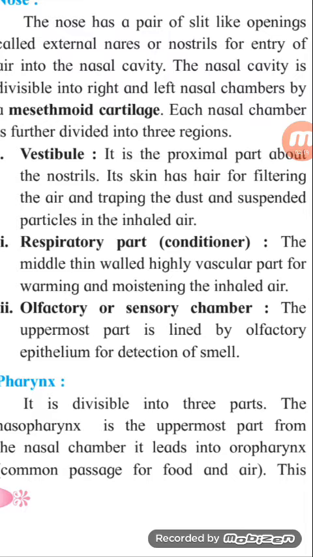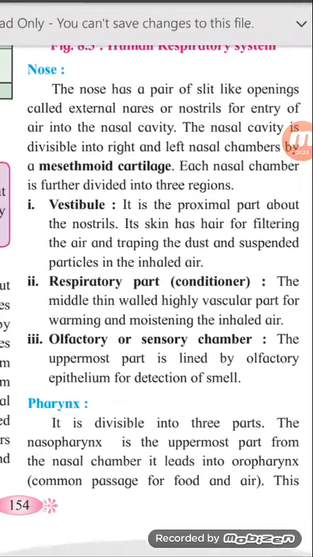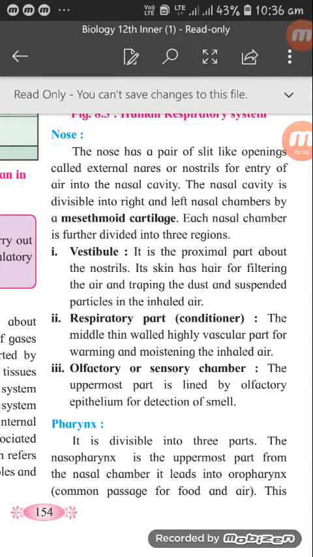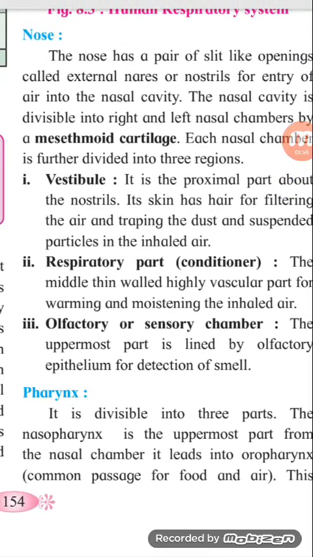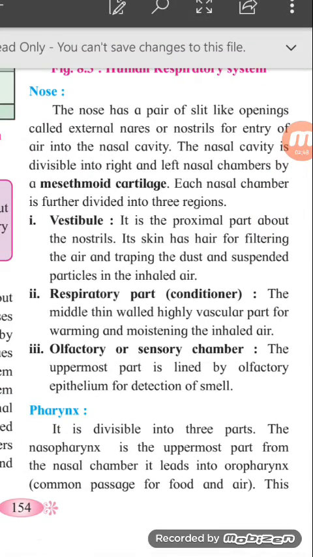Next, pharynx. It is divisible into three parts. Upper part, lower part, and the third part is tonsil. So the first, nasopharynx, is the uppermost part from the nasal chamber. It leads to oropharynx. Oropharynx is a common passage for food and air.